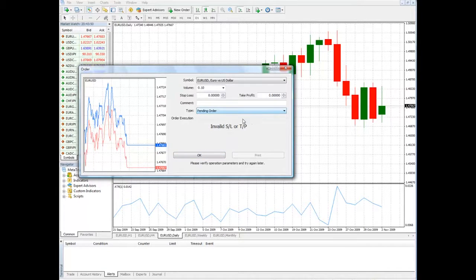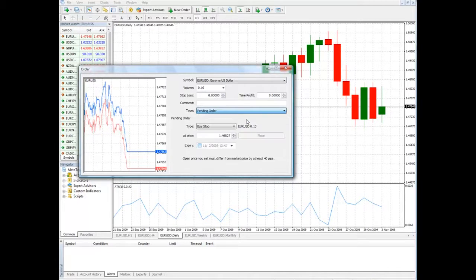What did it tell me? Invalid stop loss or take profit. I'm not trying to set a stop loss or take profit, I just want to buy stop. Open price you set must differ from market price by at least 40. This is a particular limitation of this platform, that you have to be so far away in order to do it. But the price is actually 40 pips away, so I don't understand what the problem is. Let's try that again. Make sure I've got my price right. There we go. Always double check your prices, right?